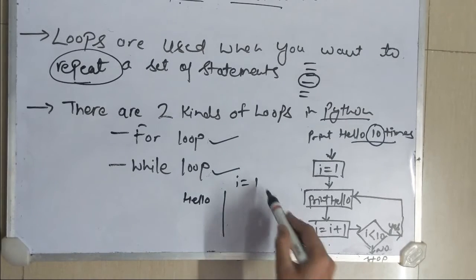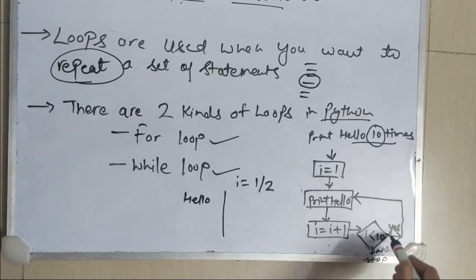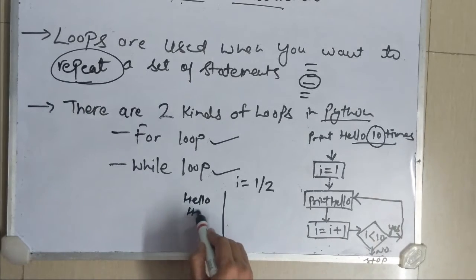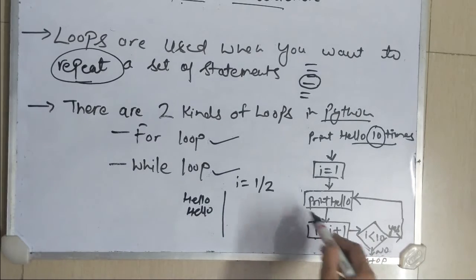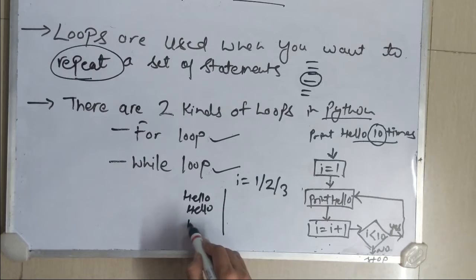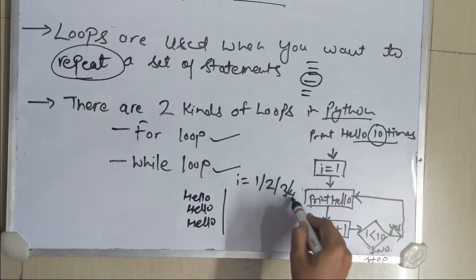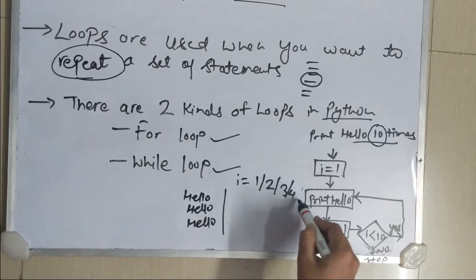Then it will increase the value of I, which will become 2. Is 2 less than 10? Yes, so again it will print hello. Then it will increase the value of I to 3. 3 is again less than 10, so again it will print hello. Again it will increase the value of I to 4. It will go on like this till 9.